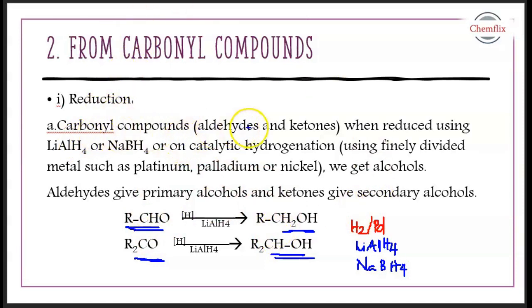Carbonyl compounds like aldehydes or ketones, when reduced using lithium aluminum hydride or sodium borohydride, or on catalytic hydrogenation, that means using finely divided metals such as platinum, palladium or nickel, give alcohols. Aldehydes give primary alcohol and ketones give secondary alcohol. Clear ആണല്ലോ? Aldehyde ആണെങ്കിൽ primary alcohol തരും, ketones ആണെങ്കിൽ secondary alcohol തരും.